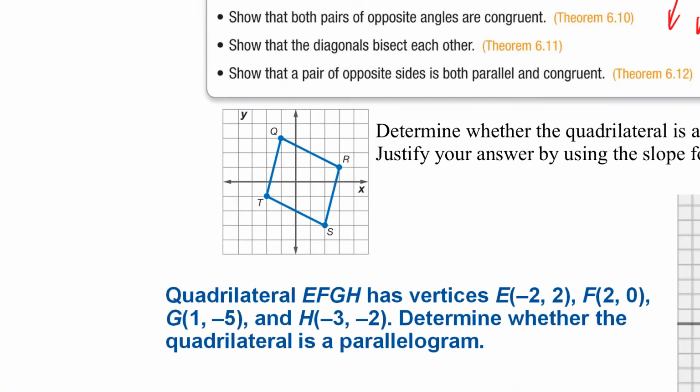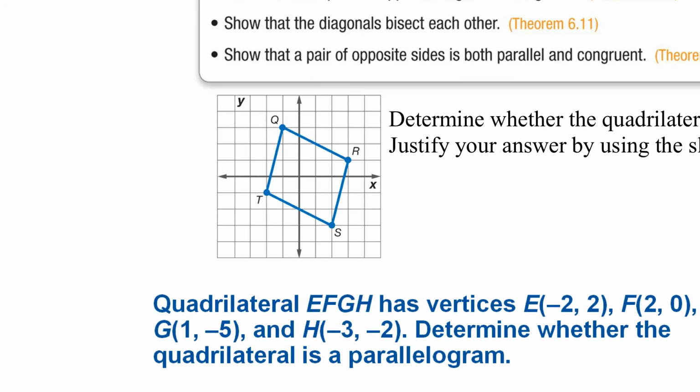So let's see if this is a parallelogram. Let's find the slope of this side right here, TQ. Remember the top number is your rise. You have rise over run. So you go up 1, 2, 3, 4, and then you go over 1. So the slope of that is 4/1, or just 4.